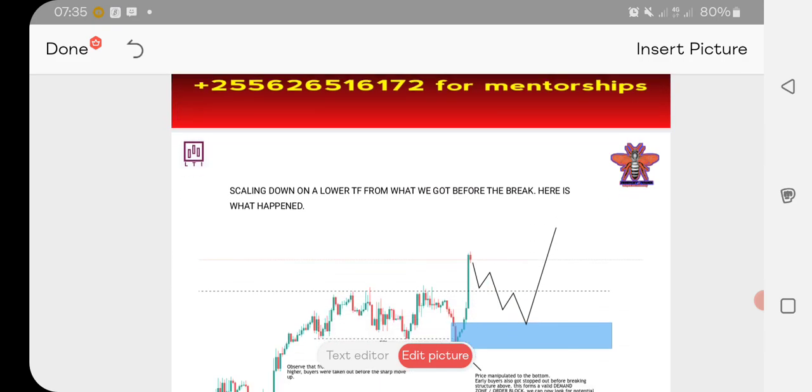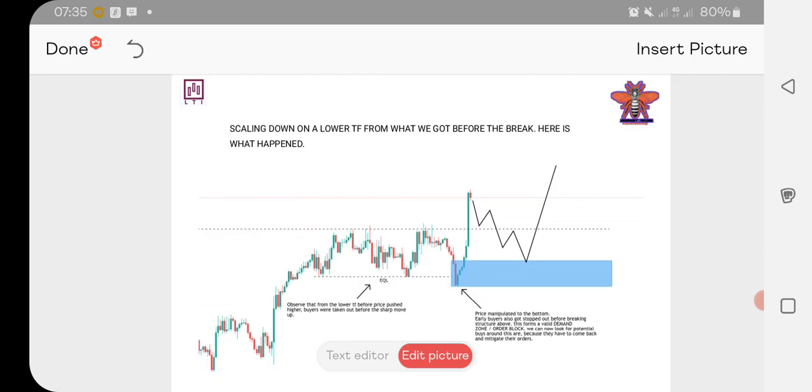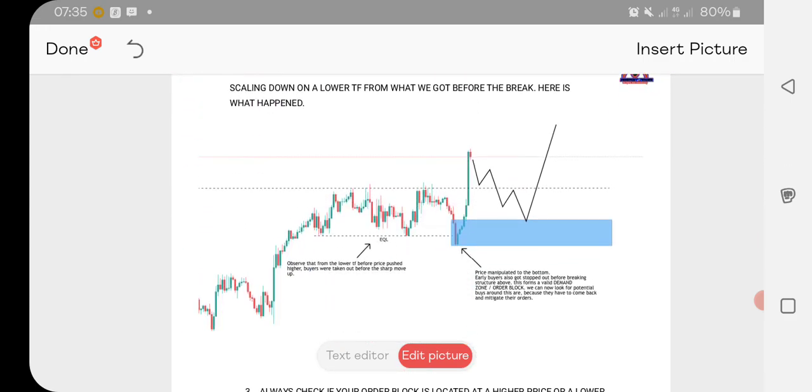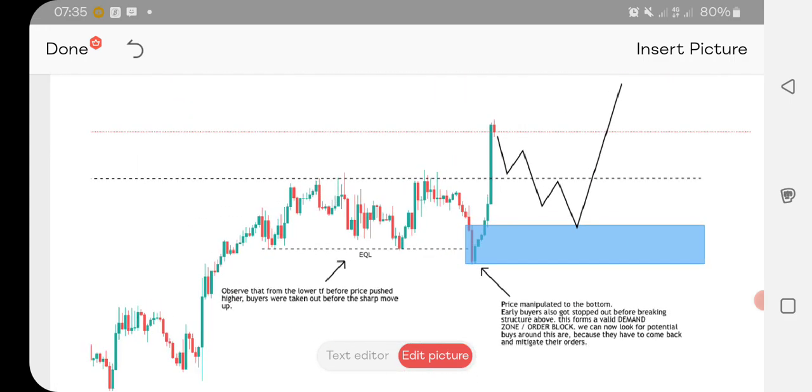Scaling down to a lower time frame from what we had before the break of structure, here's what happened. This was a higher time frame, so in a lower time frame you can see how this chart responded. You can see these equal lows and these equal highs. These areas have to be grabbed first.